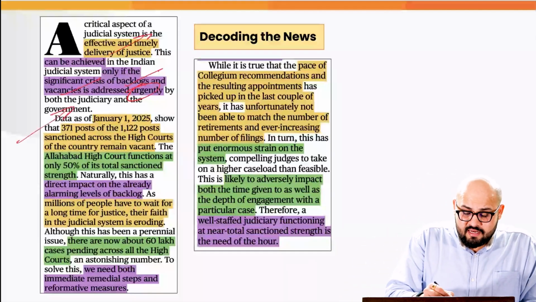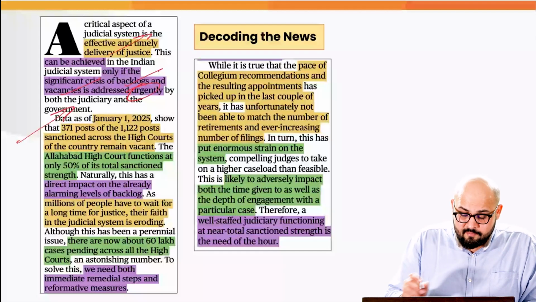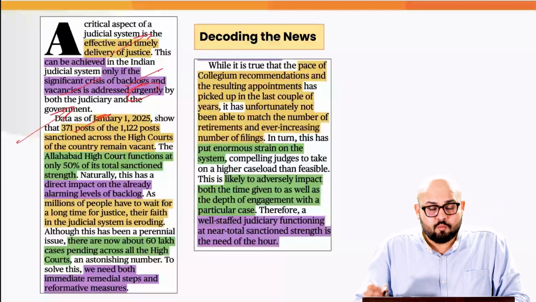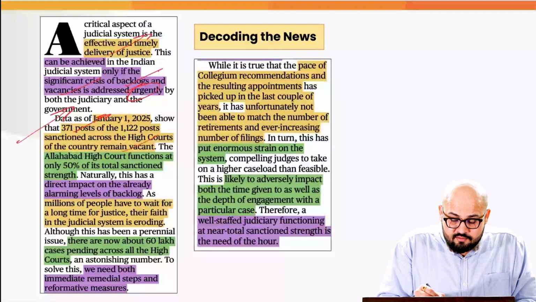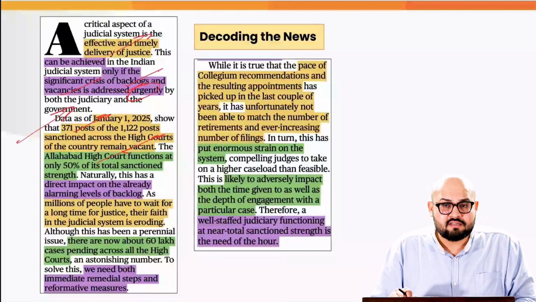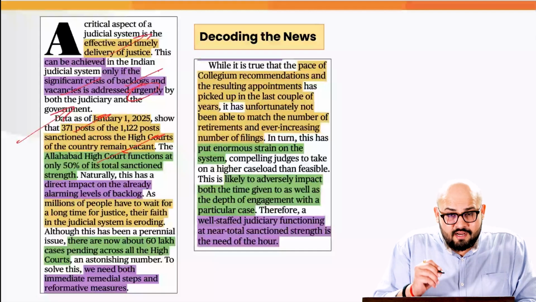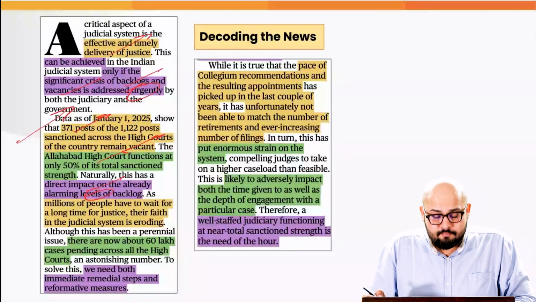As of January, very important data that can be used in your answers: As of January 1st, 2025, 371 posts of the 1,122 posts sanctioned across the High Courts remain vacant. Allahabad High Court functions at only 50% of its total sanctioned strength. So it has a direct impact on the already alarming levels of backlog.